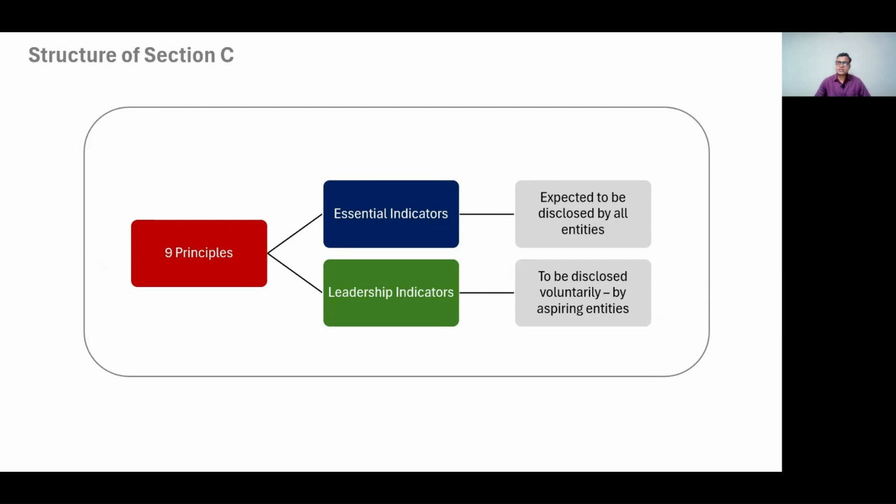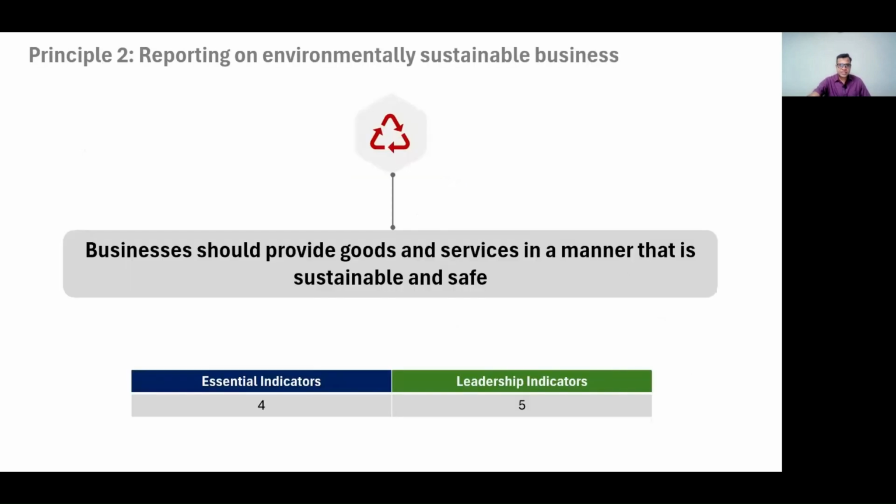The essential indicators in this presentation have been indicated under the blue box, and the leadership indicators have been indicated with the green box. So let us see what is Principle 2. Principle 2 is reporting on environmentally sustainable business, which means businesses should provide goods and services in a manner that is sustainable and safe.